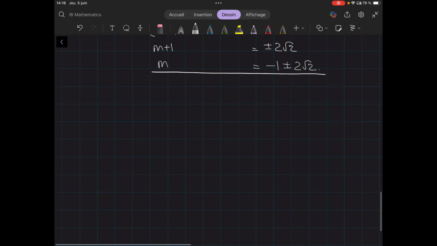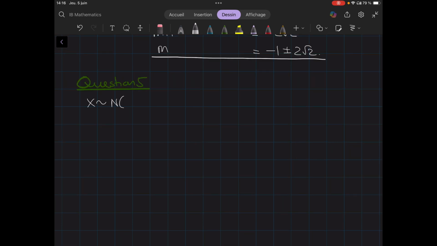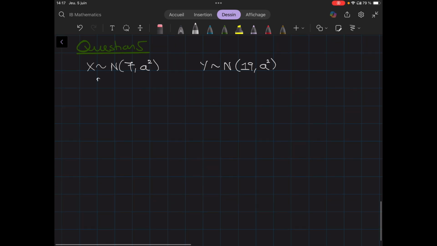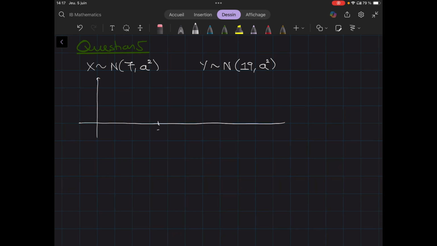Question 5 requires a deeper level of conceptual understanding. X is normally distributed with a mean of 7 and standard deviation a. Y is also normally distributed with a mean of 19 and standard deviation a. So, if you will, we can quickly sketch these two distributions out. So if it is 7, 8, 16, that should be 19. They would have the same peak as they have the same standard deviation.